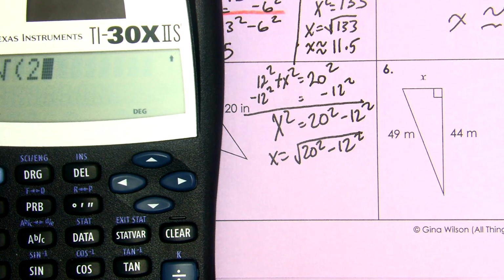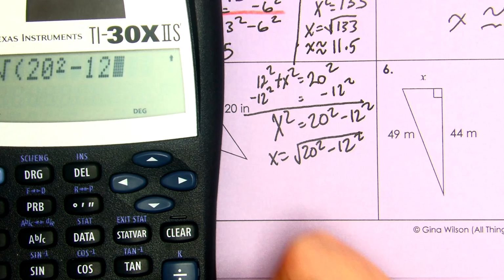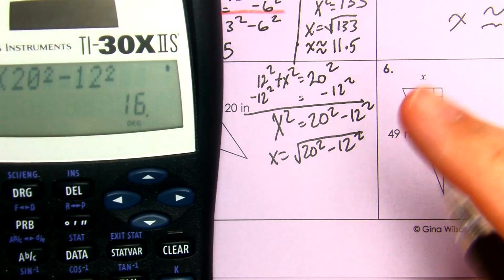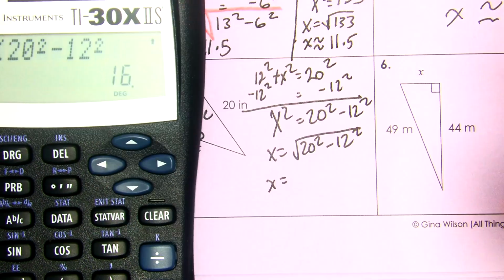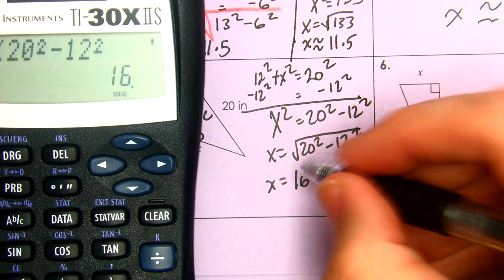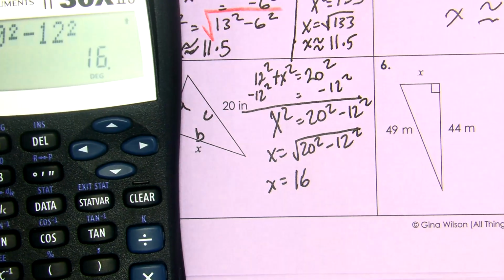So we have 20 squared minus 12 squared. And so in this case, since we got an integer, 16, we could just say x is equal to 16 because we don't have to round it or anything. That's the exact answer.